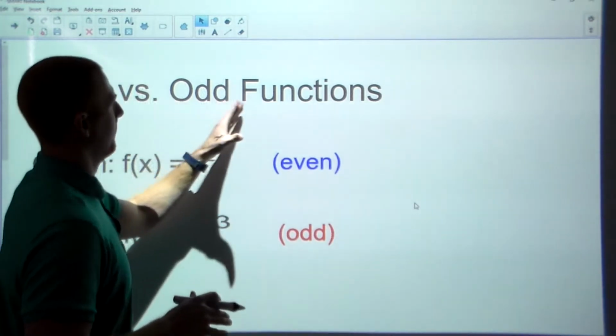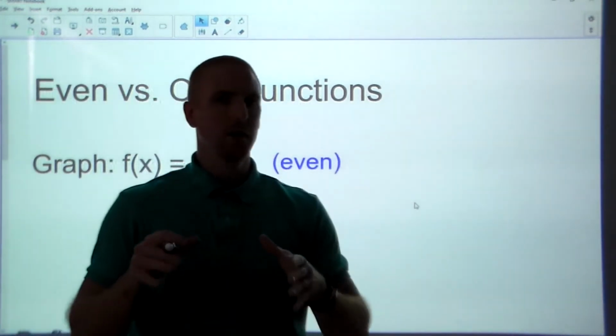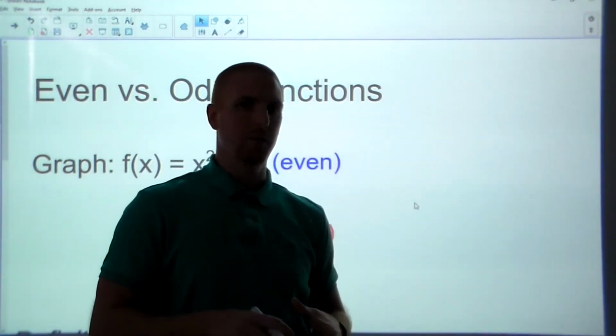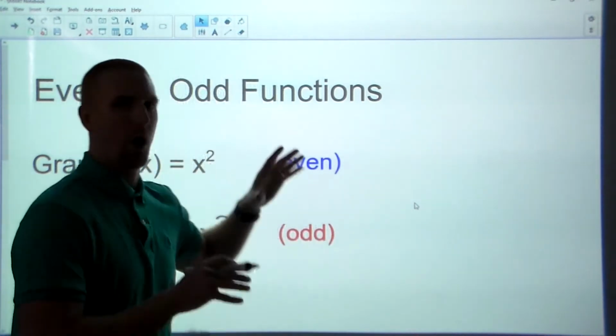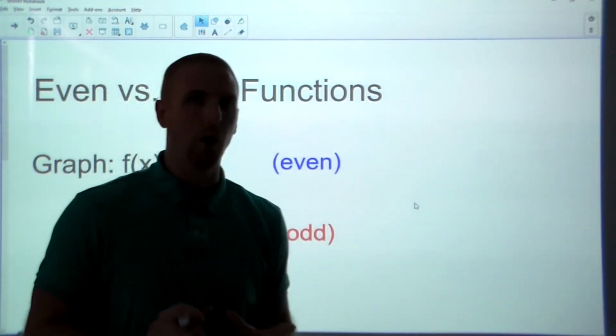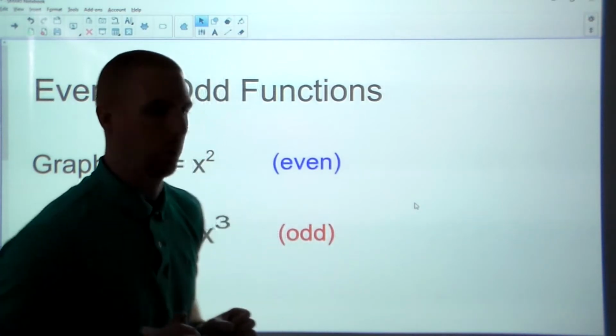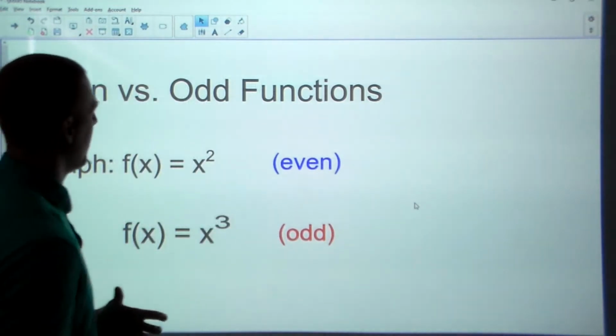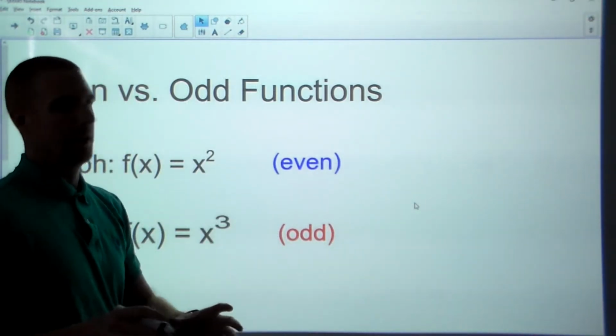This is an even-odd function. So even-odd polynomial only applies to polynomials. This applies to all functions anywhere for all time. So it's a little broader category. So it's not quite the same thing, but there are some similarities.